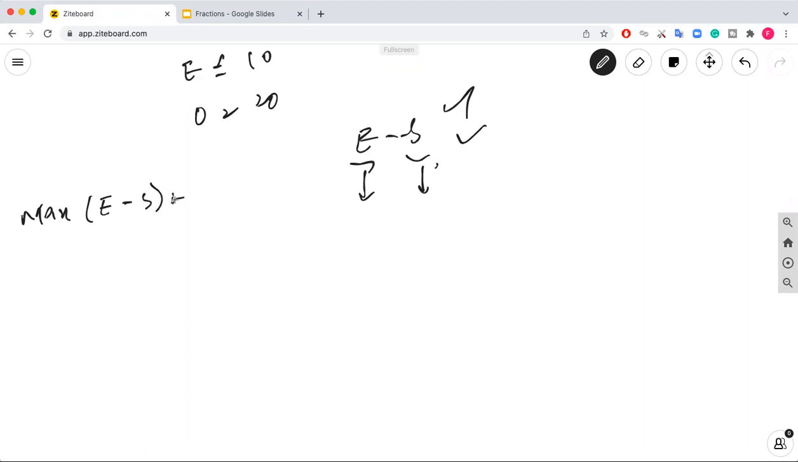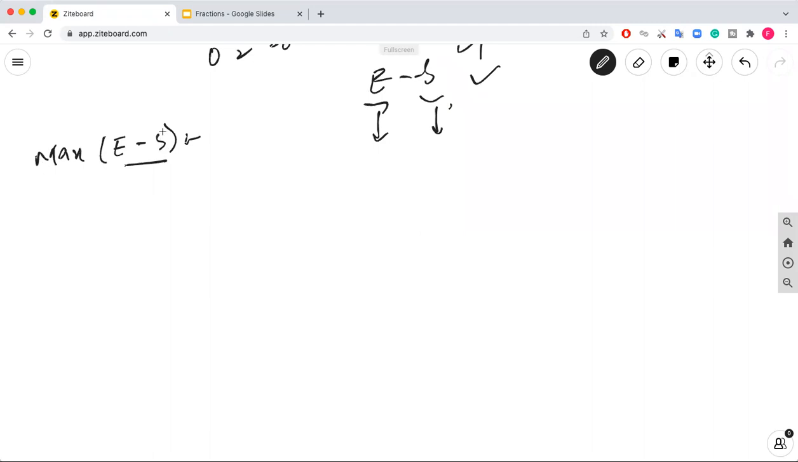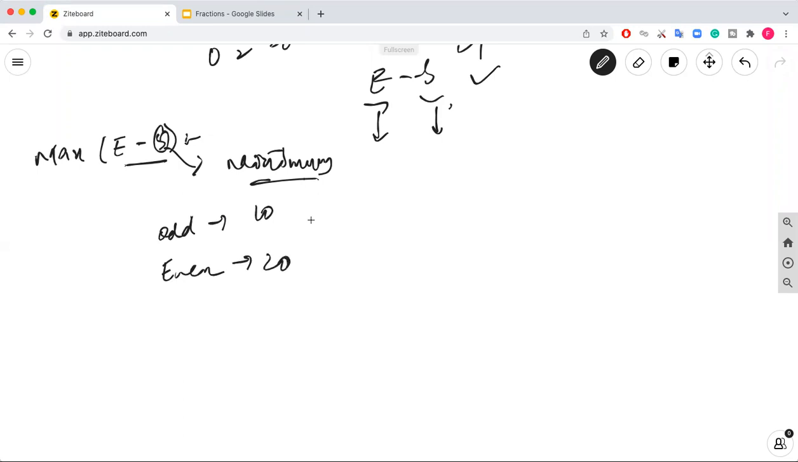How can we have a maximum value of E minus S? Whenever we have a minimum value for S. So let's consider some cases for odd and even. We have 10 odd and 20 even, so let's take an example where we have 10 even and 20 odd.